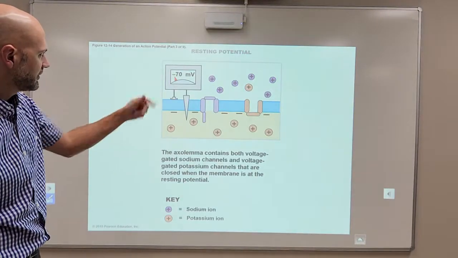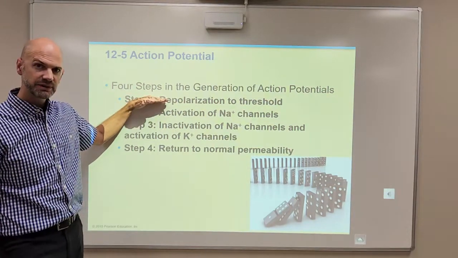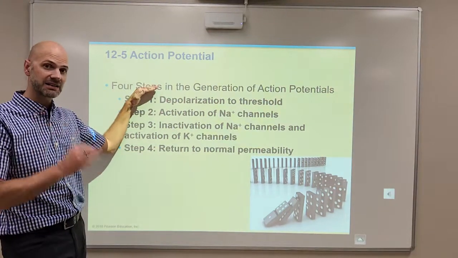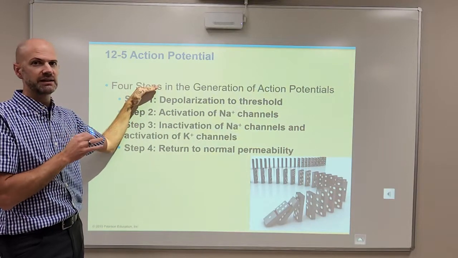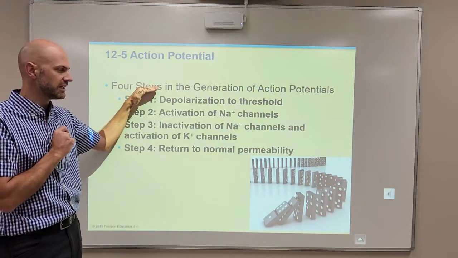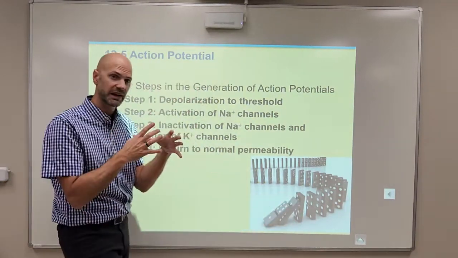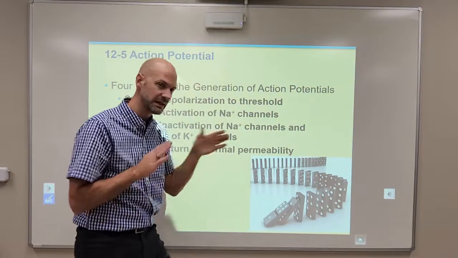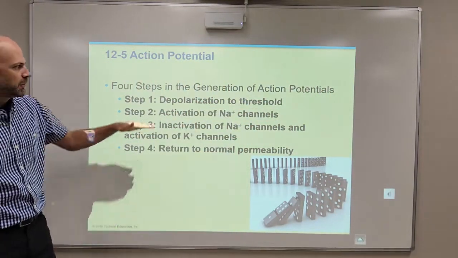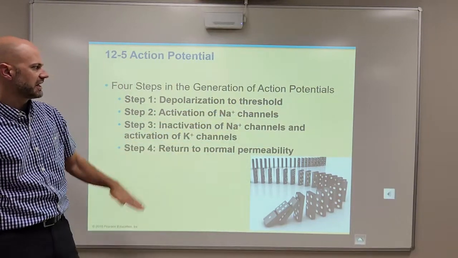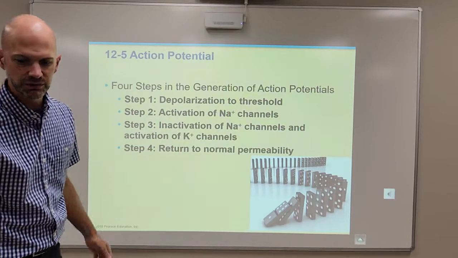Here's the graph. We've talked about this already. Depolarization to threshold is all happening at the axon hillock. The trigger zone is the axon hillock. That's where action potentials are initiated. The first couple of dominoes would be the axon hillock, and all the rest of them would be lined up going down the axon. We first start with sodium channels, and then we open the potassium channels, and then afterwards we return to resting potential.